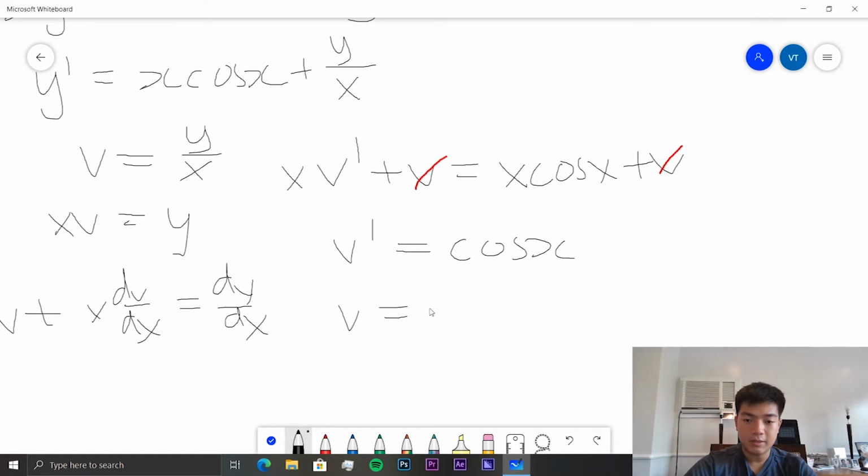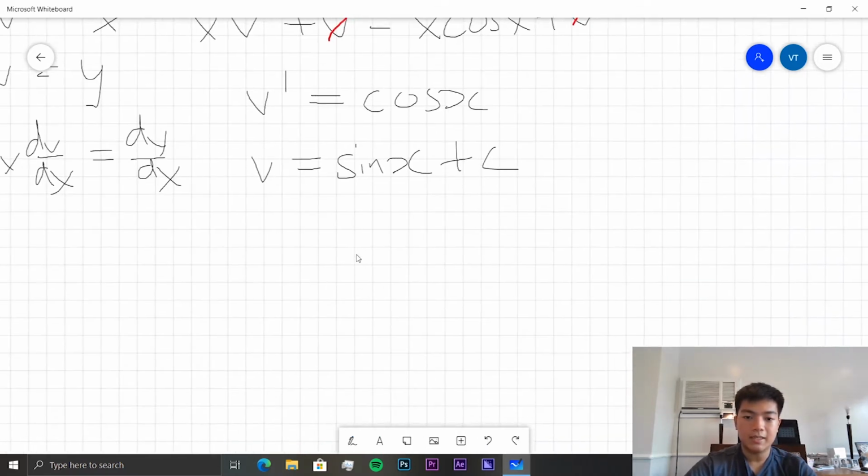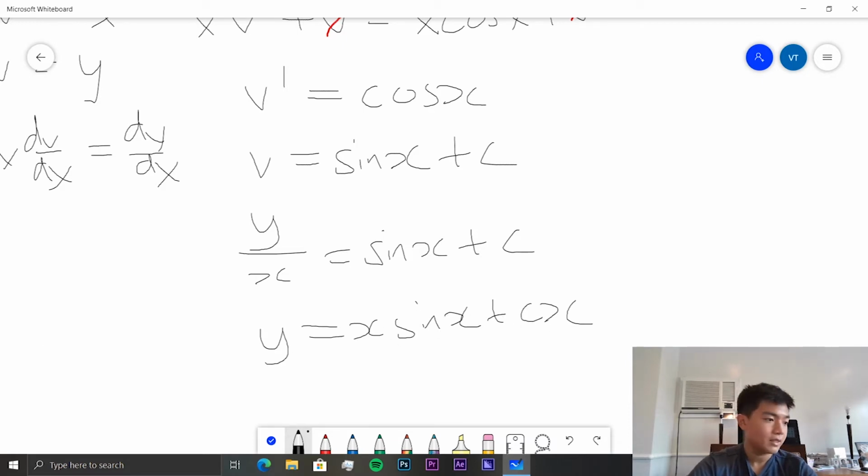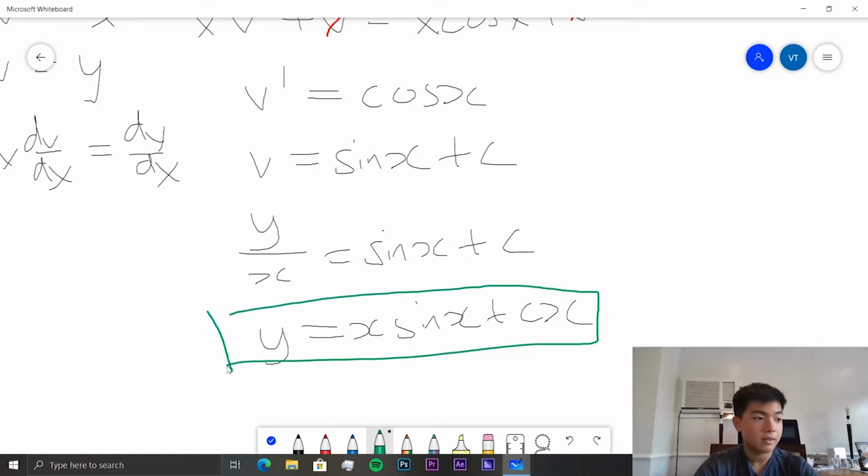So v is equal to sine x plus c. So again, resubstituting, we have y over x is equal to sine x plus c. So y is equal to x sine x plus c times x. So that was cool. And then we can move on to the next one.